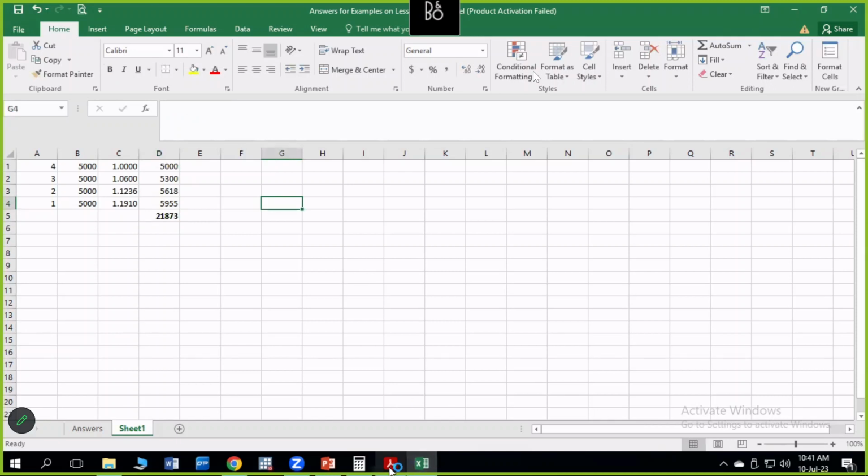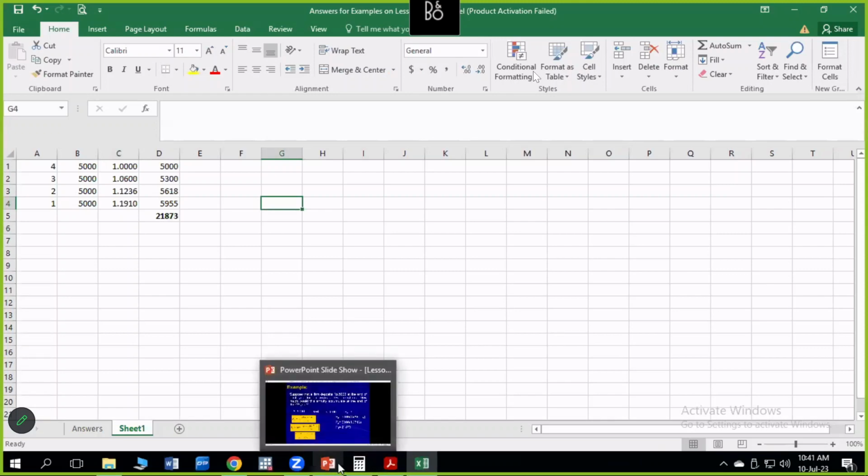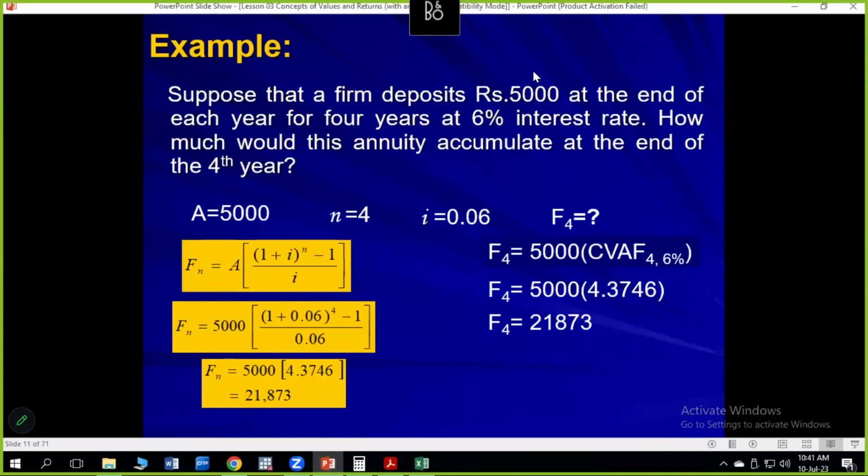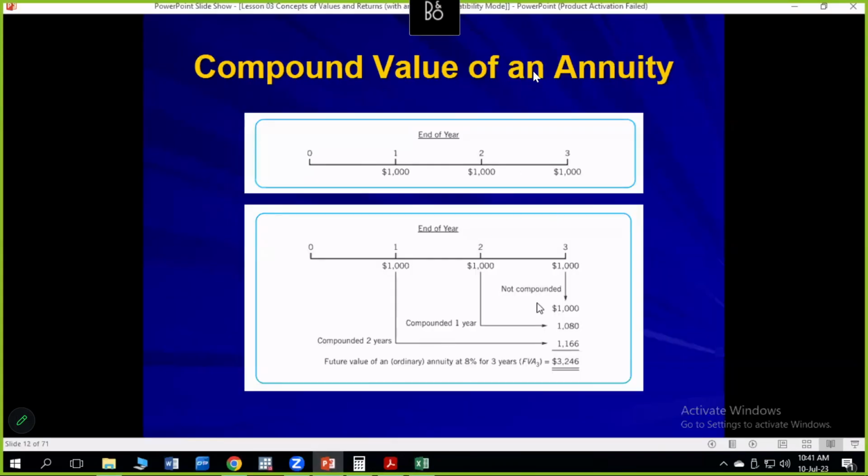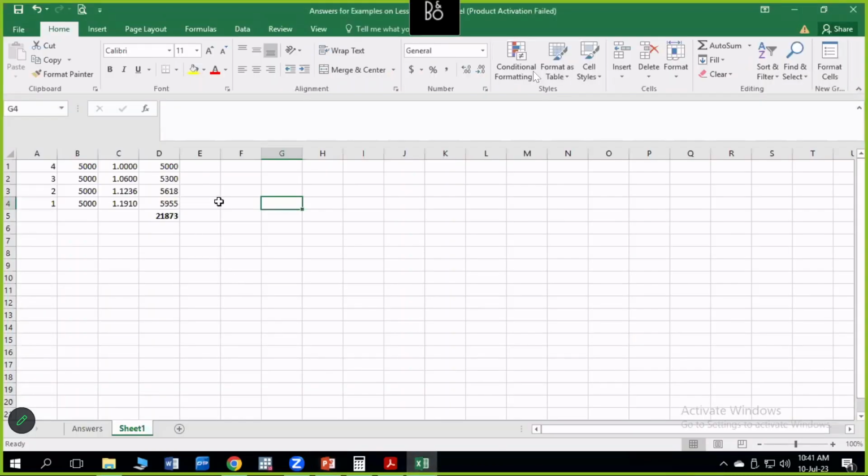Right. Okay, you can confirm that. So this method, compounding individually, you can get the same value.